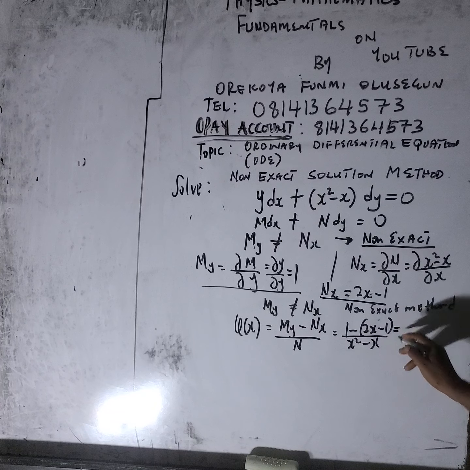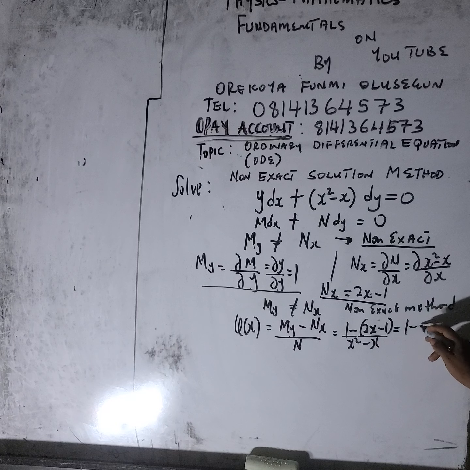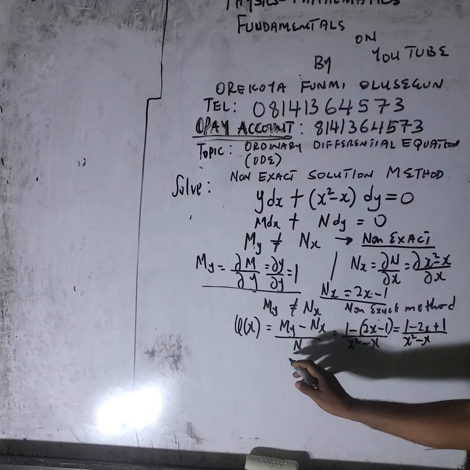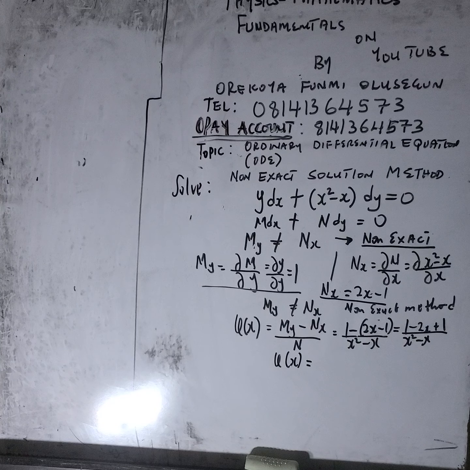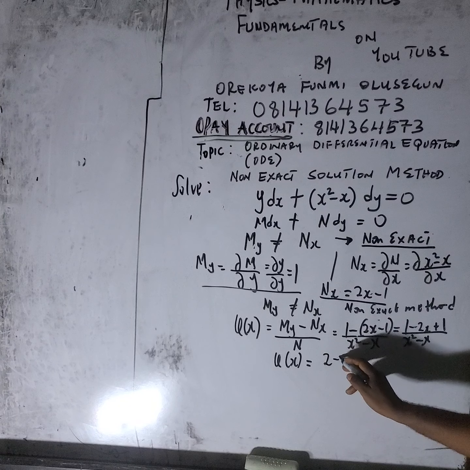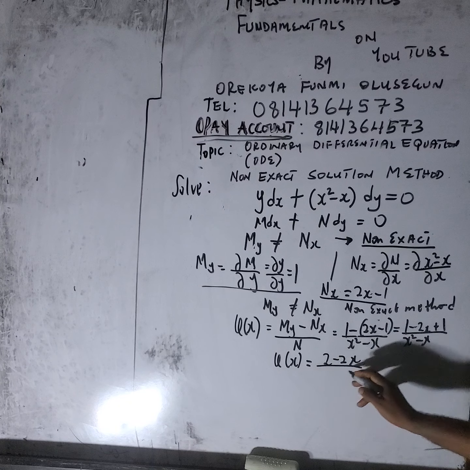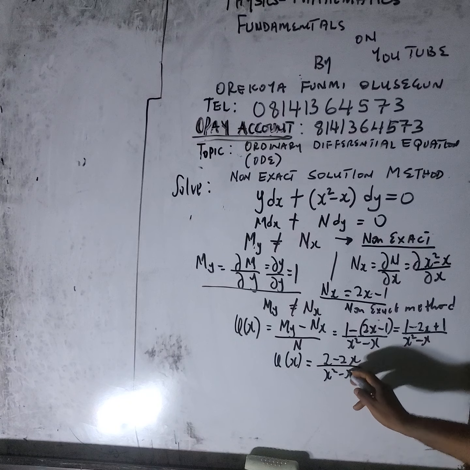So I can simplify what I have here by opening that bracket. Minus times everything here will give us minus 2x plus 1 divided by x squared minus x. So this particular function of x can be simplified further. 1 plus 1 will give us 2. So we have 2 minus 2x divided by x squared minus x.